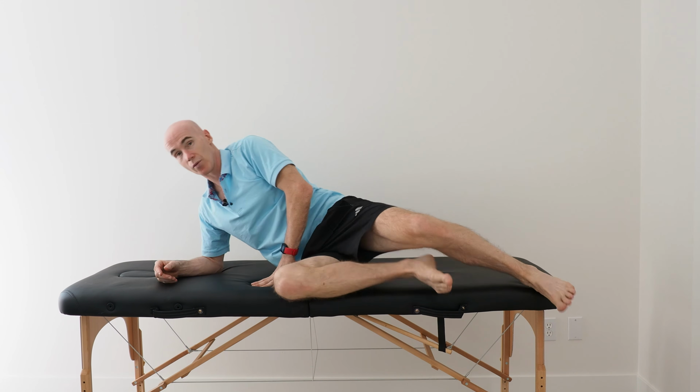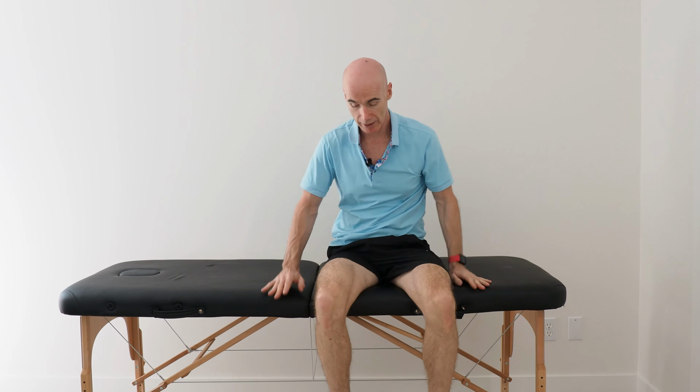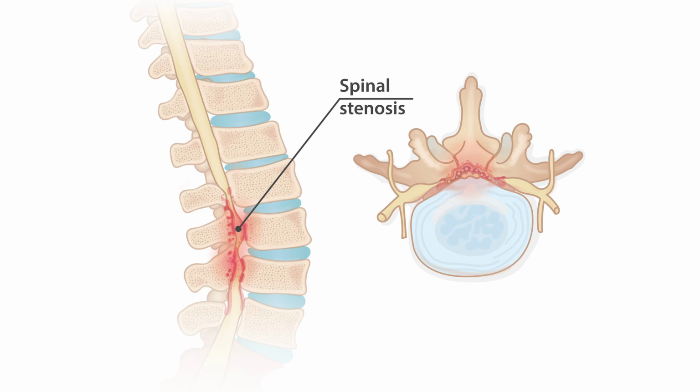Okay, next, we need to think about what can we do if the spine is actually suffering from degeneration or stenosis. Well, we need to add gentle movement into the back, into the lower back, and we need to add some muscle control into the core, especially the deep core muscles, and into the muscles of the lower back. I'm going to show you how to do that now.